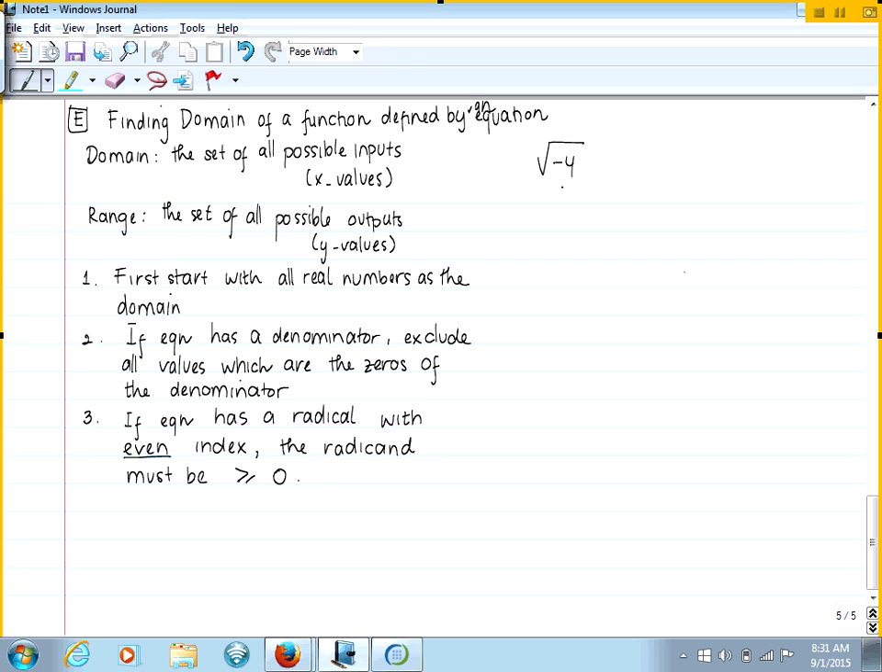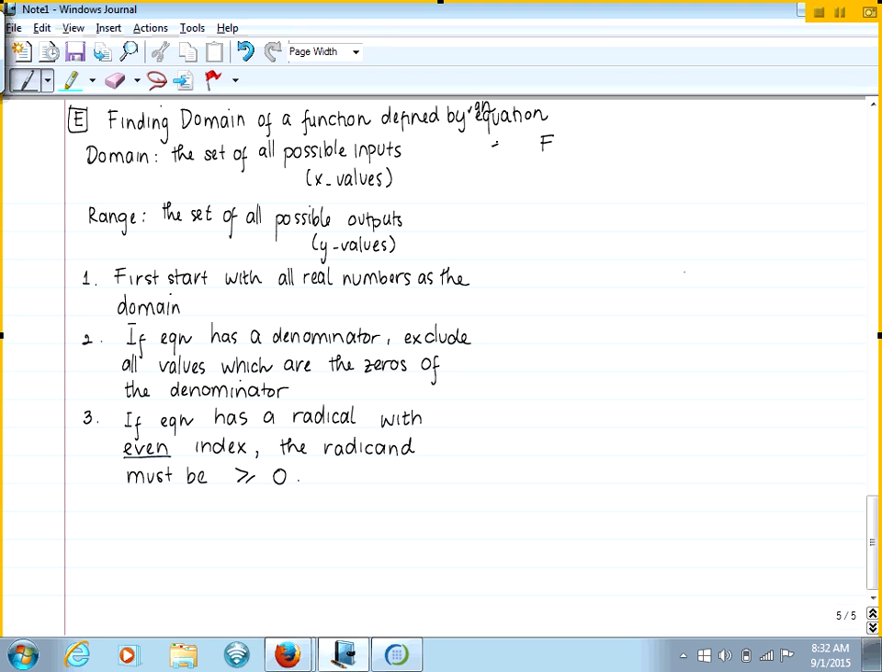So if I talk about square root of -4, what is square root of -4? 2i? Yeah, but i is not a real number, so it's not defined in real numbers. It is an imaginary number. So that's why if we have a square root, we need to make sure that the radicand, the expression under the radical sign, must be greater than or equal to 0. So square root of -4 is not defined in real numbers. All right, so let's talk about it.